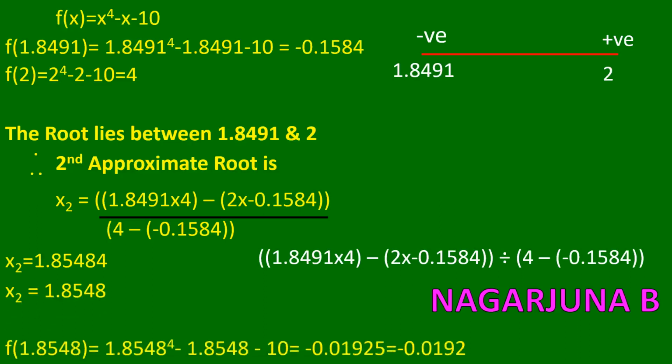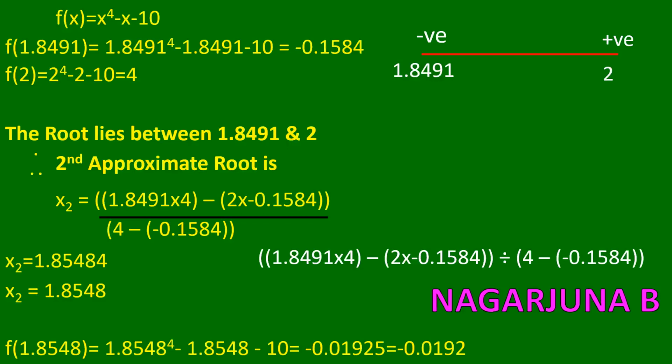Therefore f of 1.8548 is equal to, we will get the answer, minus 0.01925. Upon rounding off, 5 is the discarding digit. Since it is equal to 5, you need to check the previous digit. If the previous digit is odd, you have to add 1.